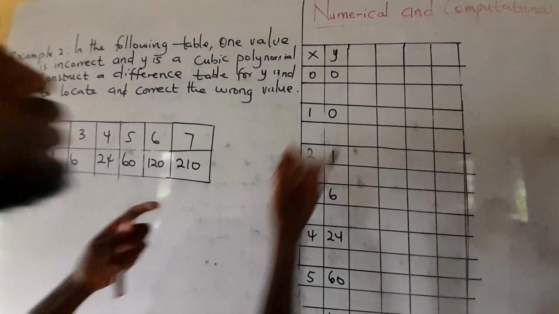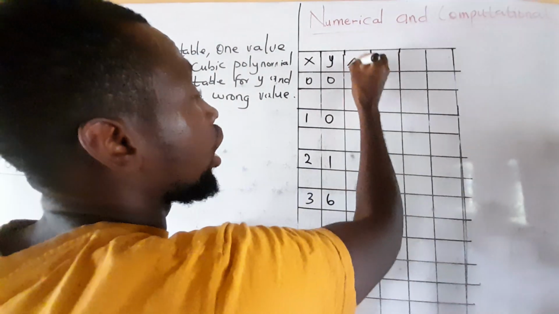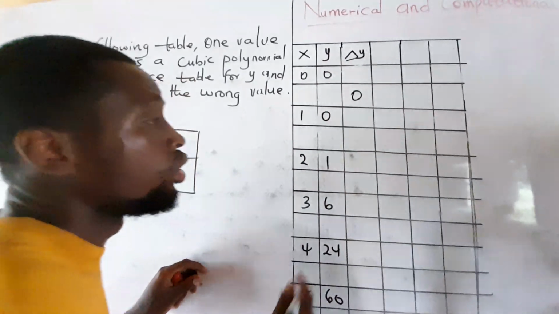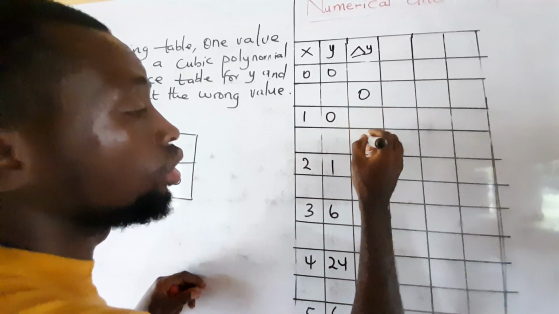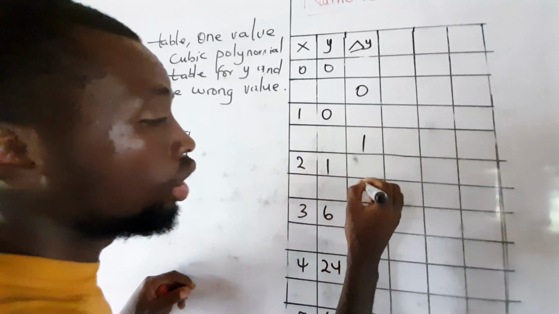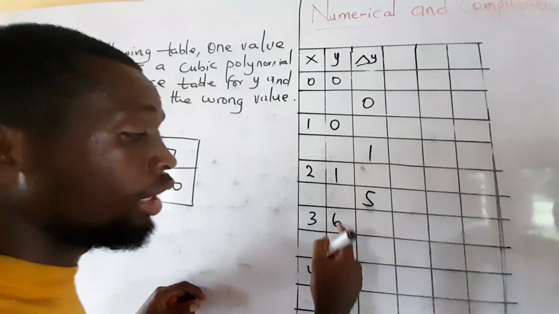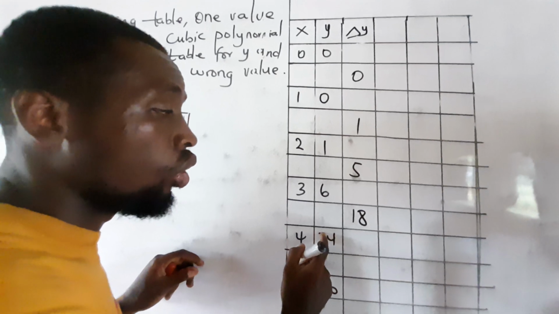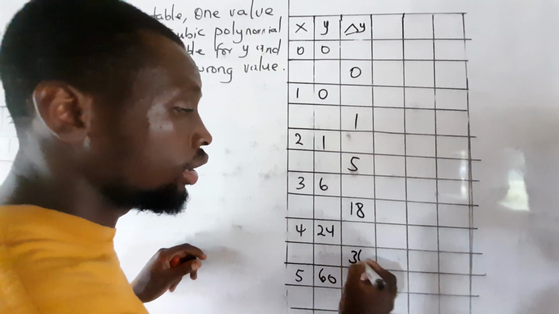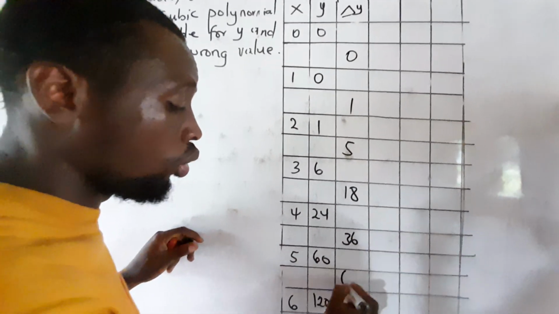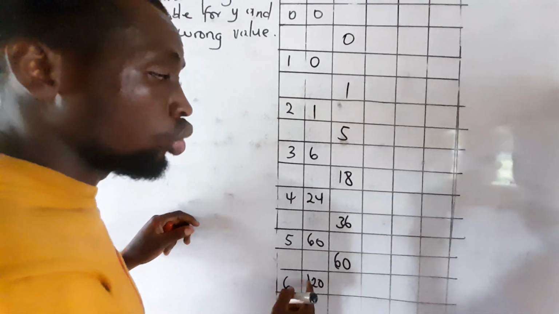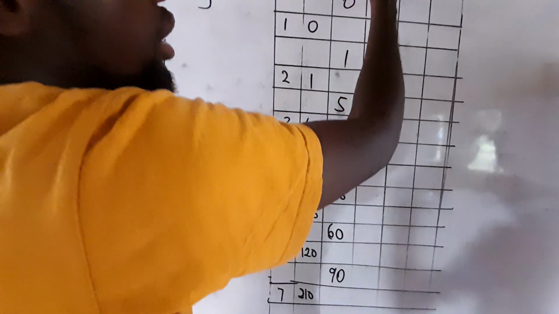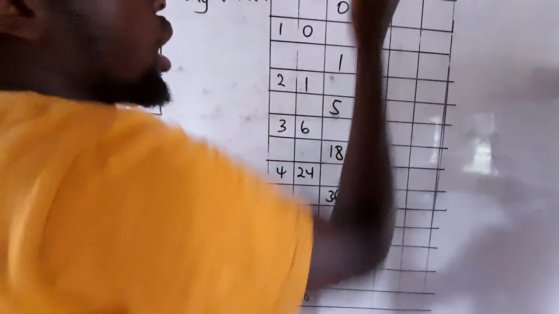So we find the first difference, which is del y. So this from this: 0 minus 0, that will be 0. 1 minus 0, that will be 1. 6 minus 1, that's 5. 24 minus 6 will give us 18. 60 minus 24, that will be 36. Then 120 minus 60 will be 60. And 210 minus 120 will give us 90. That's the first difference.